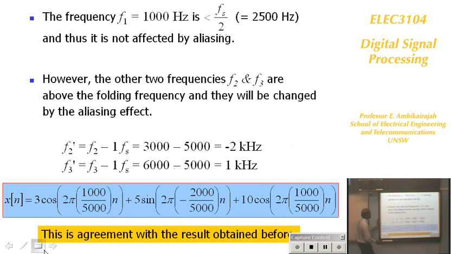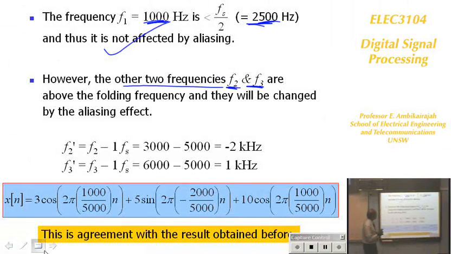We say if the frequency is 1000 hertz, half the sampling is 2500, no aliasing comes. So that frequency will not be affected. However, the other two frequencies, F2 and F3, will be affected because they are 3000 hertz and 6000 hertz. You are sampling at 2500.